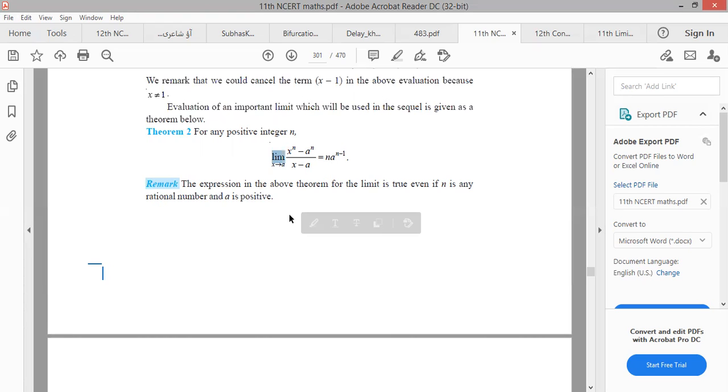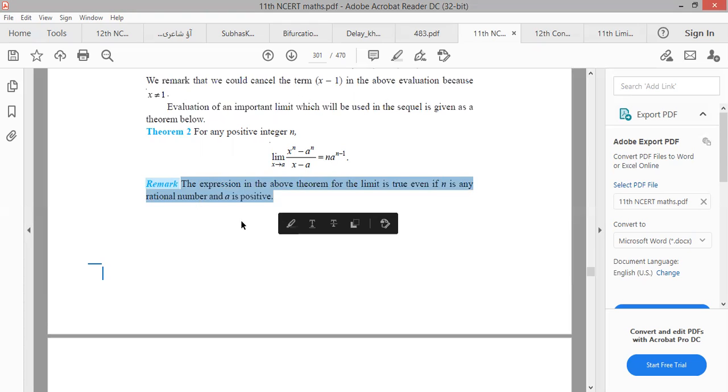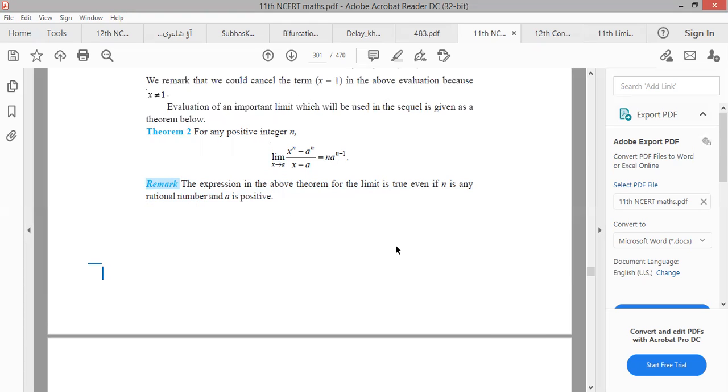So this result is true for any n where n is any positive integer and a is positive. I can highlight it here. This remark: the expression in the above theorem for the limit is true even if n is any rational number also, and a is any positive number.